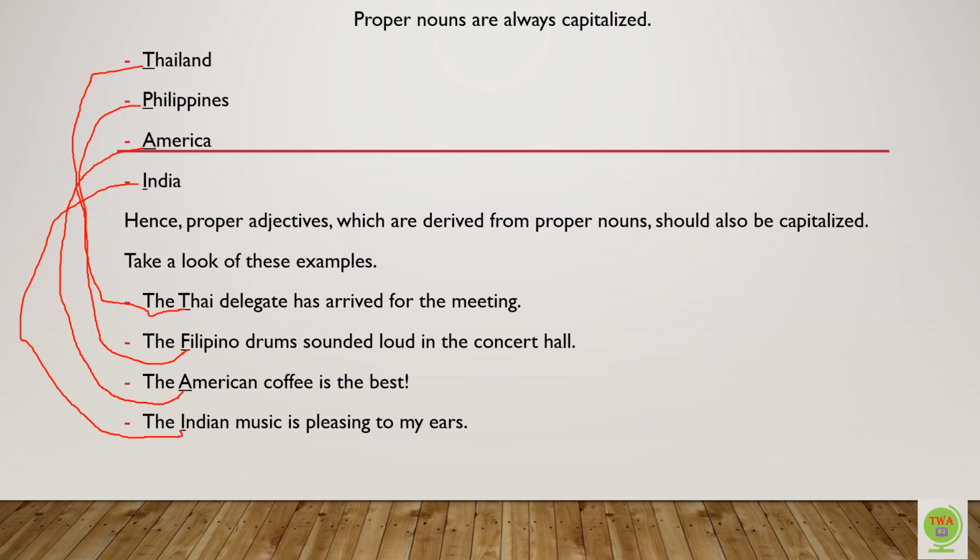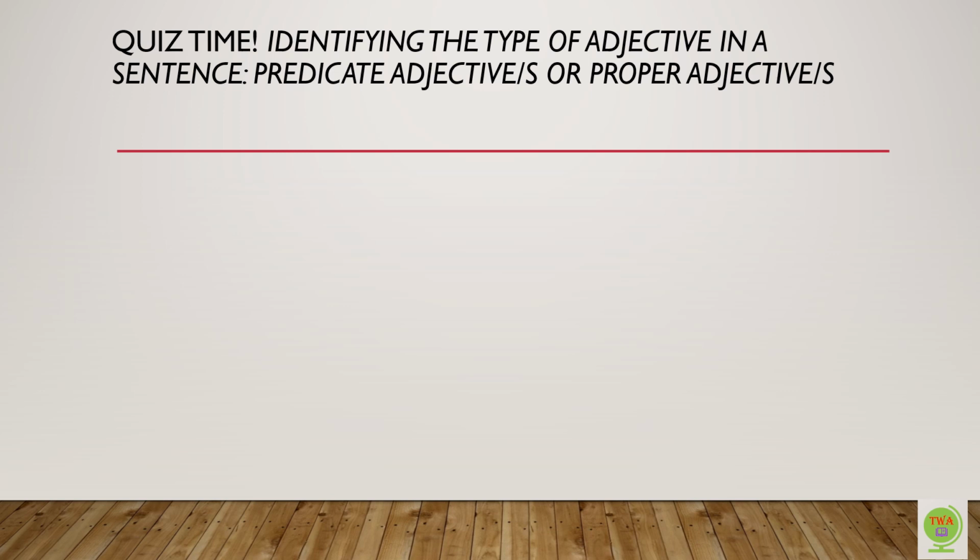Okay, let's move on to the next slide. So it's quiz time: identifying the type of adjective in a sentence, predicate adjective or proper adjective. As you can see, there is a slash here because we can have maybe two adjectives or two proper adjectives. Just look at the timer. When the timer stops, that means you have to check your own answer. Wherever you are, you can get your paper and answer the questions that I have prepared for you.